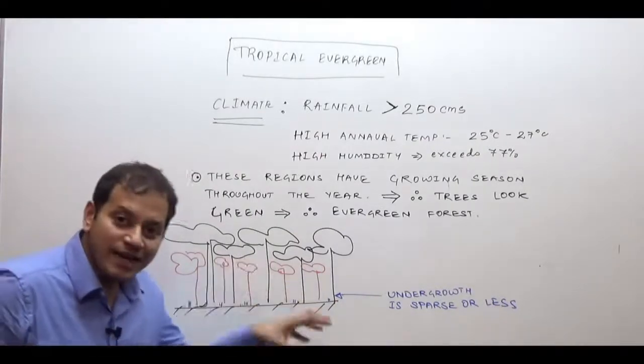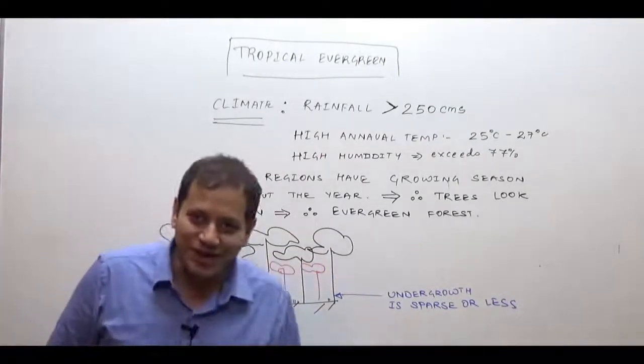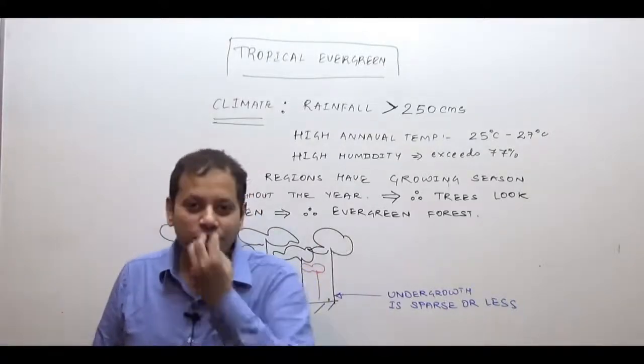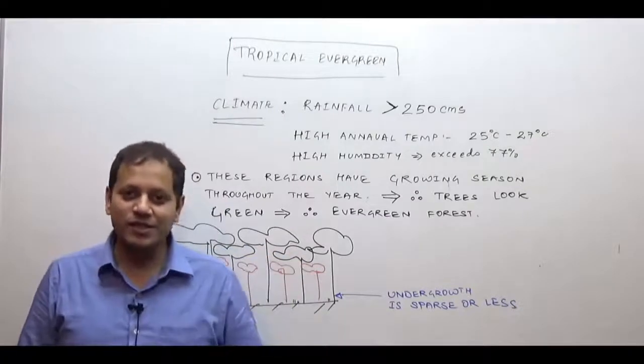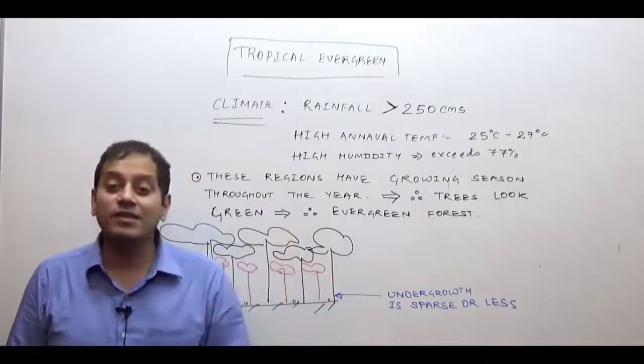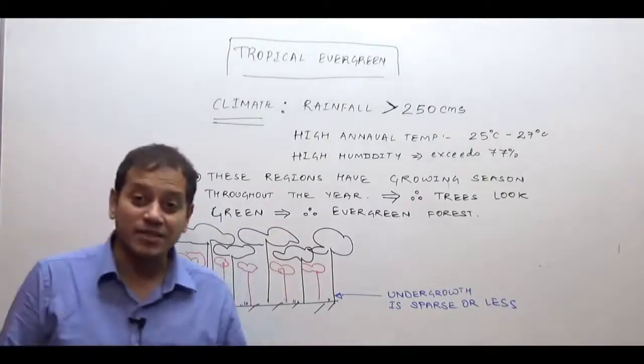Because the sunlight does not reach the ground, what is the source of food for the plants? It is photosynthesis. Sunlight is not reaching the ground, so no photosynthesis. Therefore, the undergrowth is sparse in such regions.